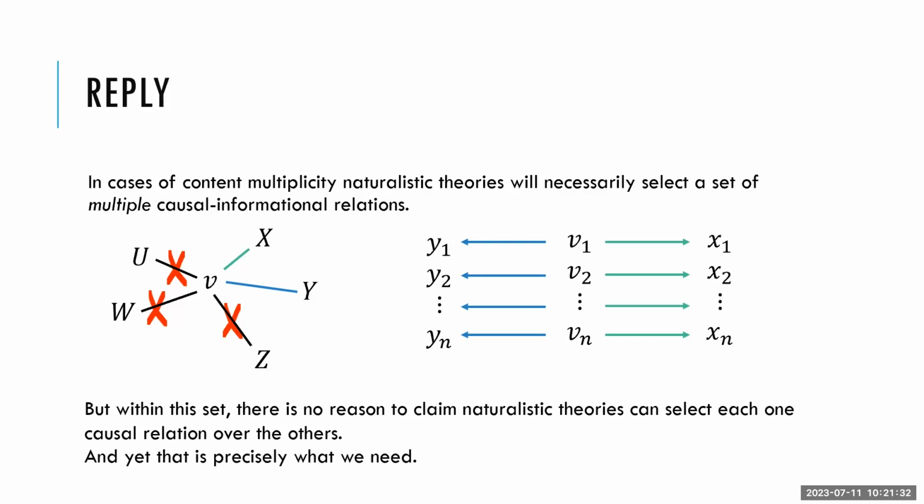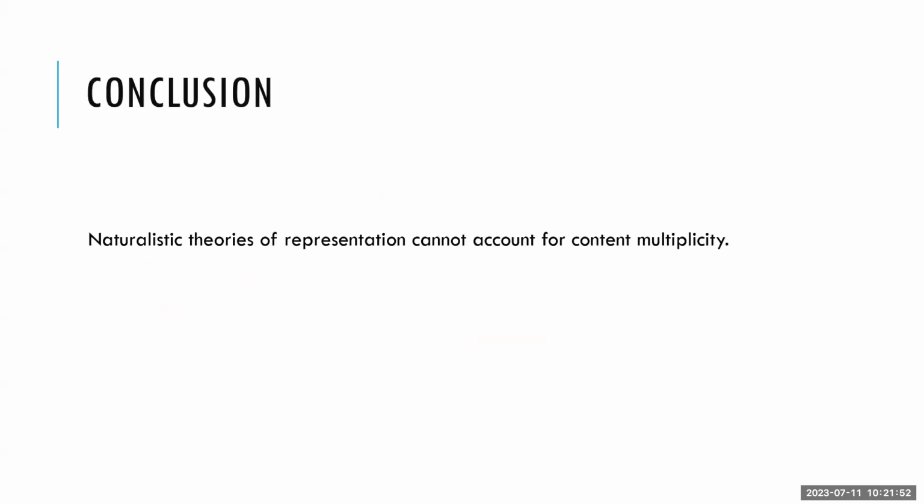There's a difference between getting both of them like this, which is not good enough, and getting each mapping on its own, which is what you need, right? To get each mapping on its own, you need a selection. You need a way to not settle for this. And nature doesn't give you a way to not settle for this, right? You have to have an observer, which is why we claim naturalistic theories of representation cannot account for content multiplicity.